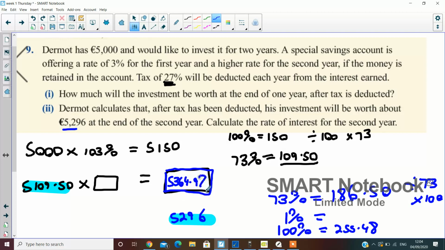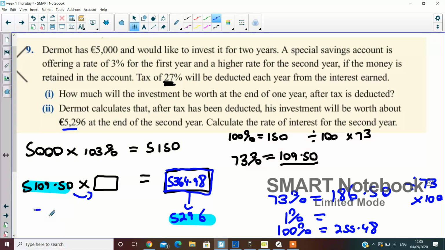Now remember what we said earlier. You multiply €5,109.50 by a number bigger than 100%. It increases the amount of money you have. You're not allowed to keep all the interest. Why are you not allowed to keep all the interest? Because you're only allowed to keep 73% of it. So that's how it got reduced down to 5,296. Now to figure out what's in the box, how do I do that?